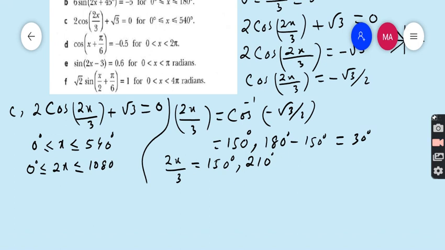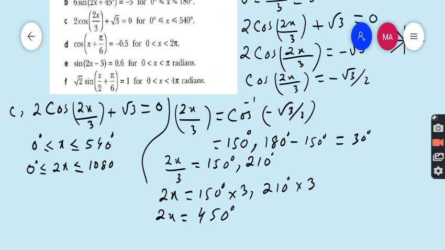Now we will simplify it. This 3 must be multiplied by 150 as well as by 210. 150 multiplied by 3 is 450 degrees. 210 multiplied by 3 is 630 degrees.